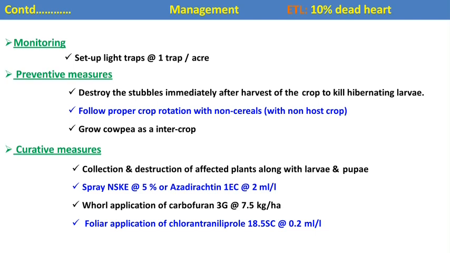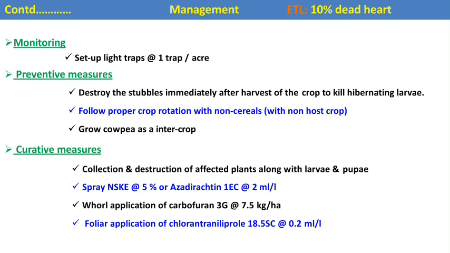Then preventive measures. Destroy the stubbles immediately after the harvest of the crop to kill the hibernating larvae, because the larva is the carryover stage, which hibernates in the stubbles and carries over to the next season. For the destruction of that hibernating larva, you can destroy the stubbles. Then follow crop rotation with a non-host crop. Non-host crop means a non-cereal crop; a leguminous crop can also be used for crop rotation. Then grow cowpea as an intercrop.